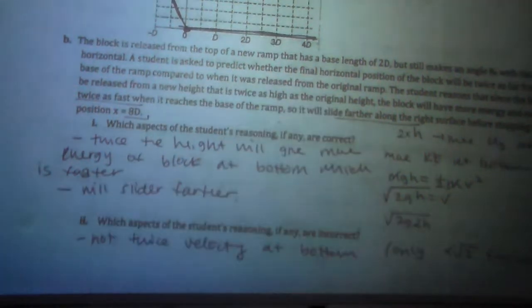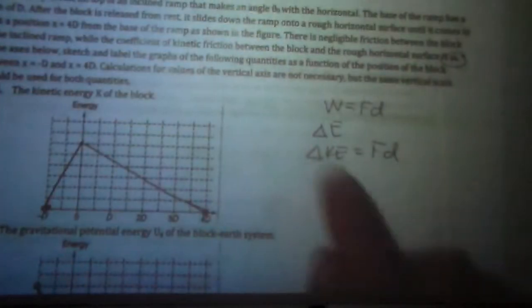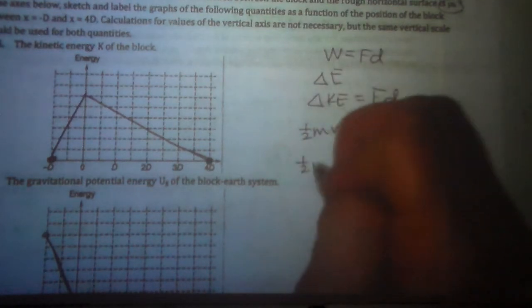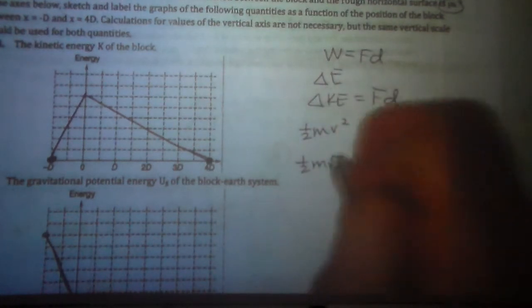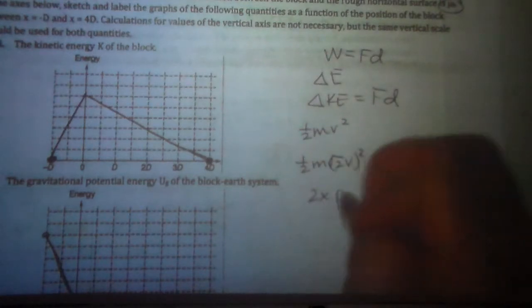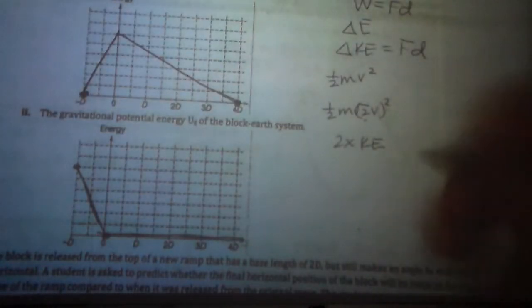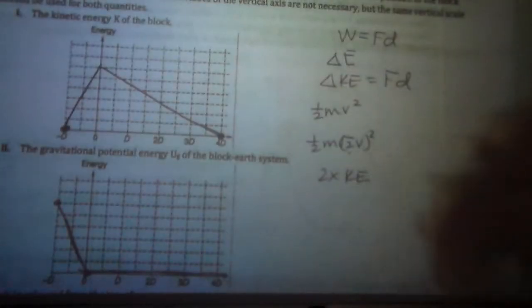And now I need to actually decide, is it twice as far? So let's think about, our work is our change in kinetic energy. This guy had 1/2 mv squared and 1/2 m root 2v squared. So see how this has twice the kinetic energy as before? Or you could say it has twice the potential, twice the height, which means twice the kinetic. So my work done is going to be twice as much.